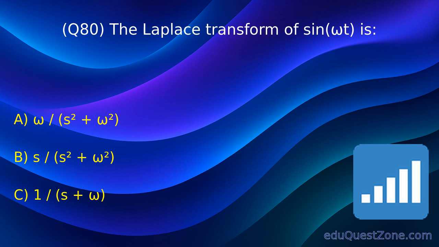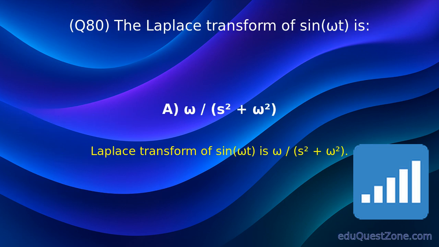Question 80. The Laplace transform of sin omega t is. The correct answer is A, omega over s squared plus omega squared. Laplace transform of sin omega t equals omega divided by s squared plus omega squared.